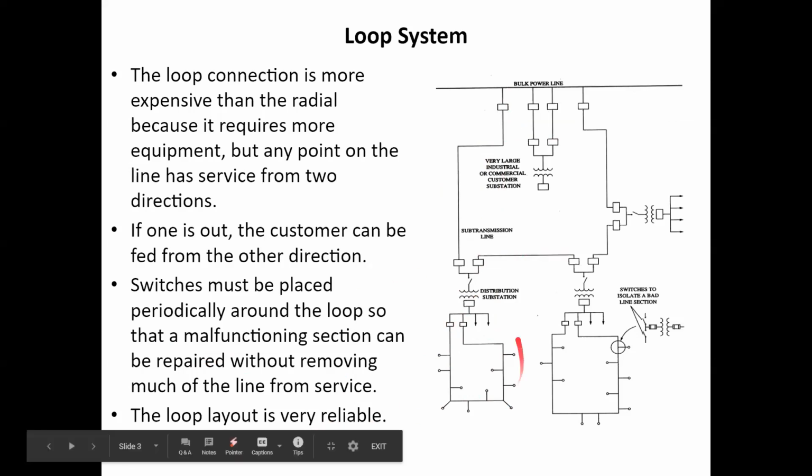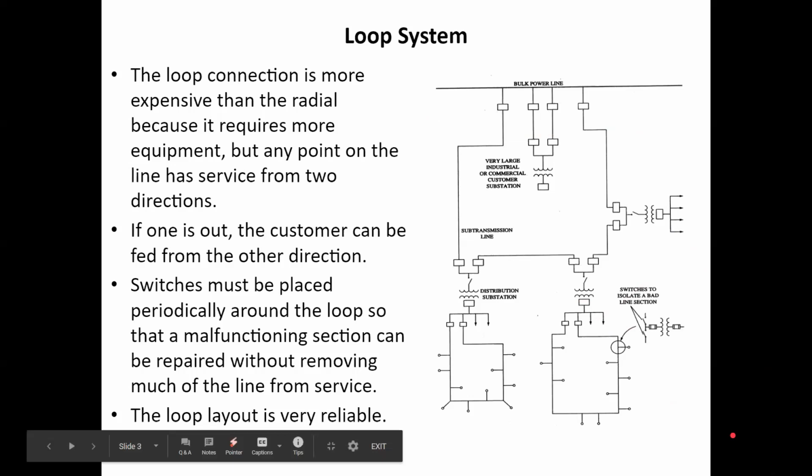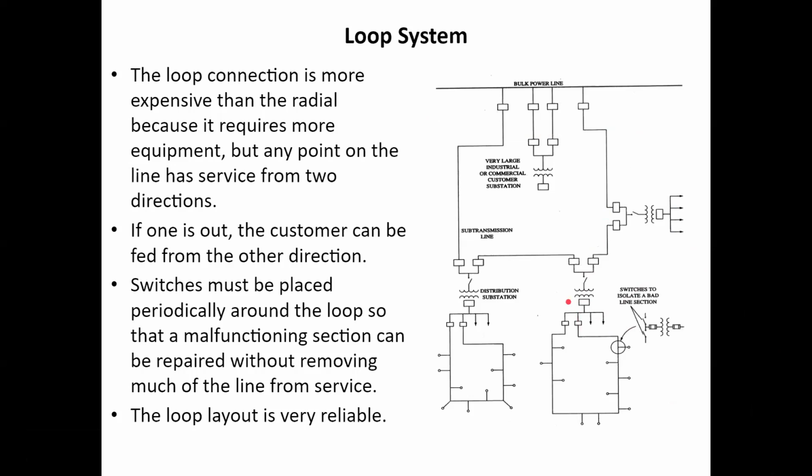All this will be supplied by this line and all this will be supplied by this route. This is an extra line to make that loop. There is a circle. So if something happens to this line, this line will be turned on and this line can supply through this to this loop.